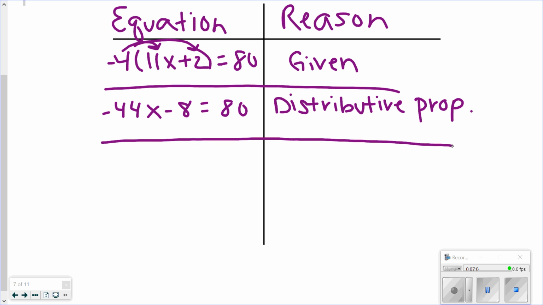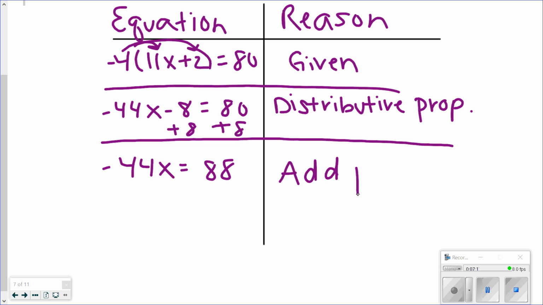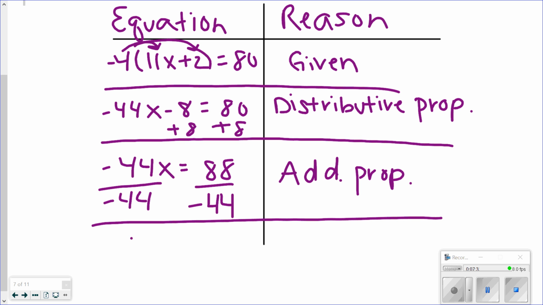So I want to get x by itself. So my next step then would be to add 8. So negative 44x is equal to 88, and that is the addition property. And lastly, I need to get rid of this negative 44 in front of the x, so I'm going to divide by negative 44. And when I do that, x is equal to negative 2, and the reason that was the division property.